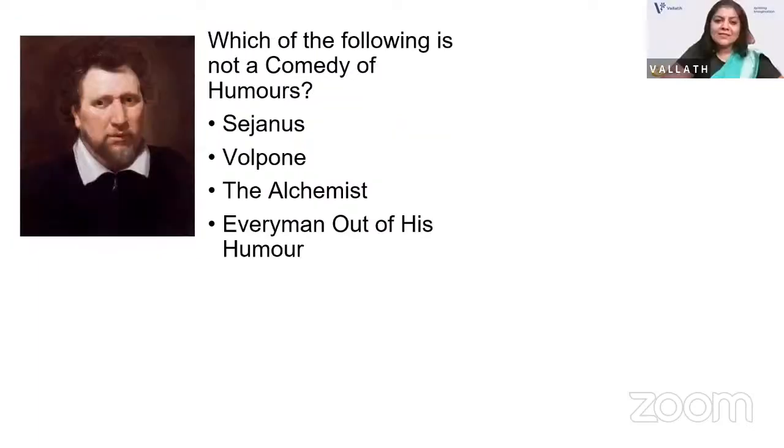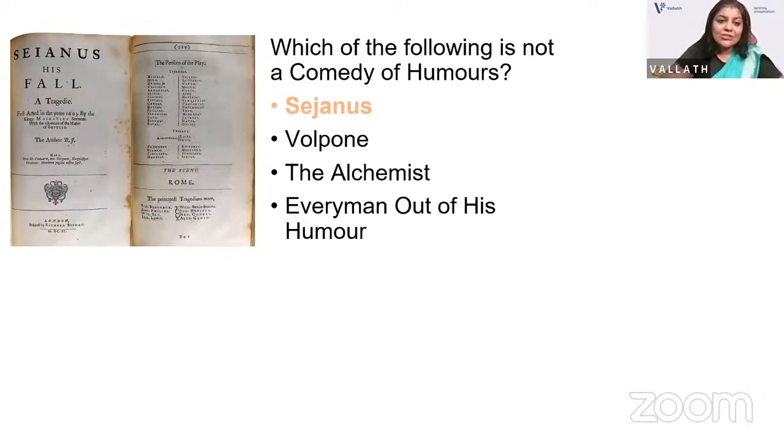Which of the following is not a comedy of humors? Sir Janus Volpone, The Alchemist, Every Man Out of His Humor. One of these is a tragedy. Which of these is a tragedy? Sir Janus, His Fall. There's another tragedy written by Ben Jonson, Catiline, His Conspiracy. Awesome. Next, Ankita.